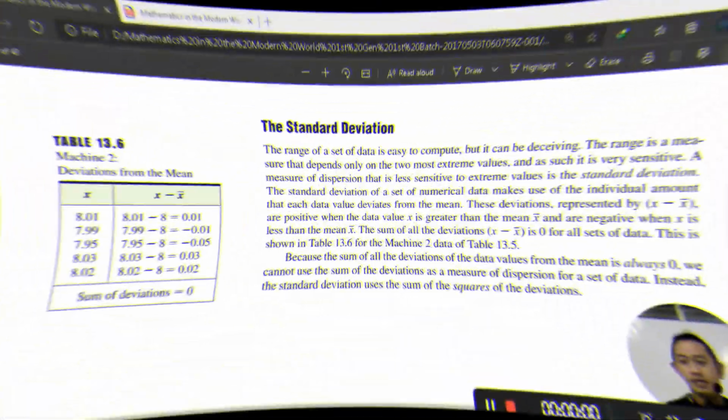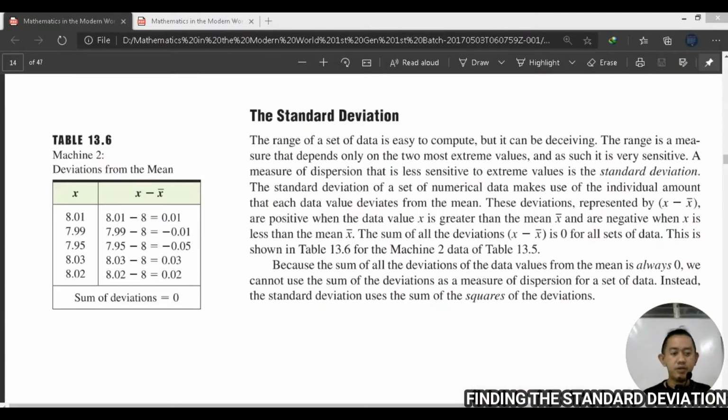Everything changes. Hello, good day everyone. So, we're going to continue with our discussion, standard deviation.